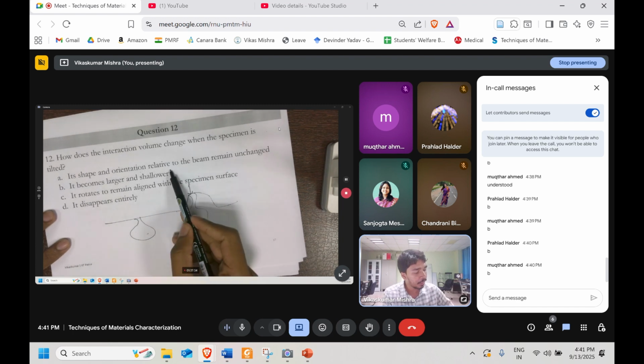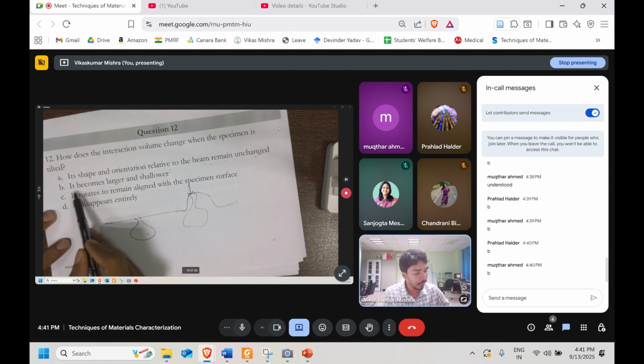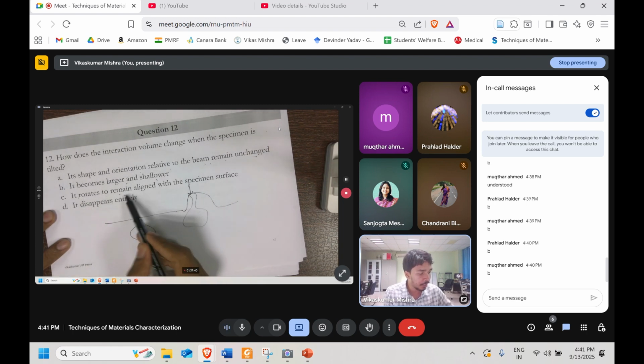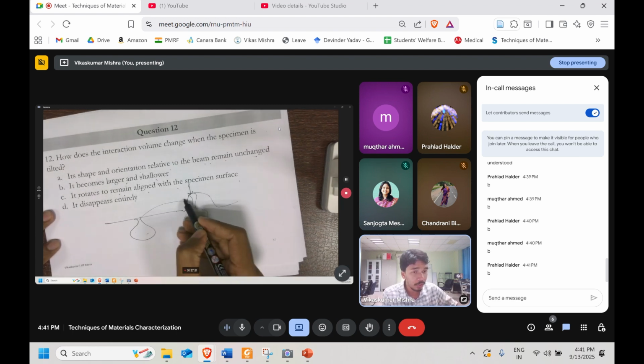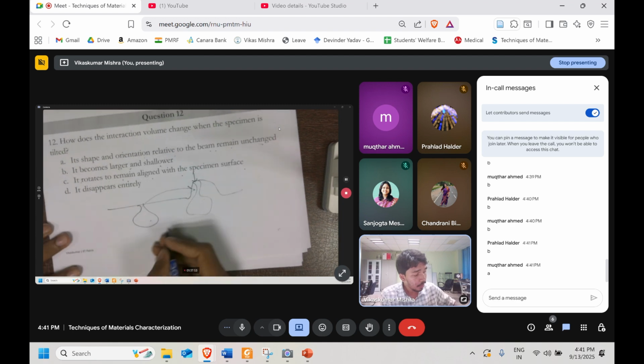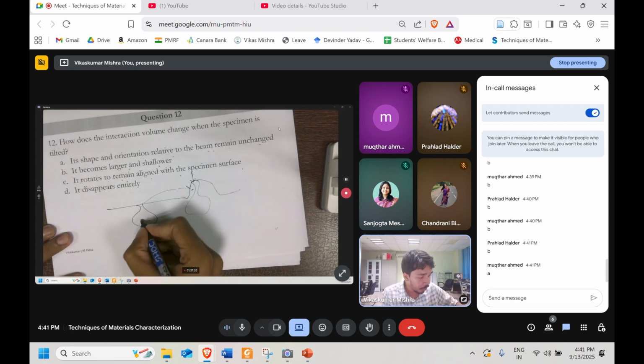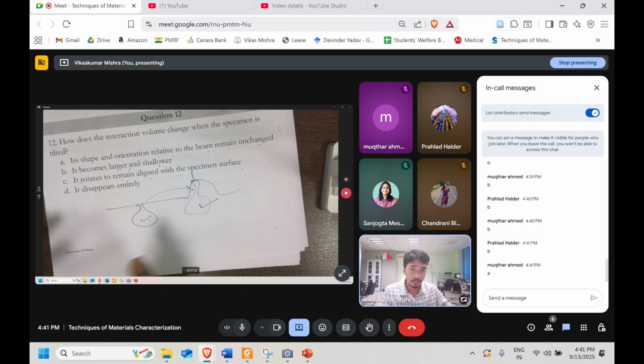The options: its shape and orientation relative to the beam remain unchanged; it becomes larger and shallow; it rotates to remain aligned with the specimen surface; it disappears entirely. Okay, so here the thing is that they are not going to change. If you tilt, the depth and the width of the interaction volume are going to remain as they were. It's not going to change at all.